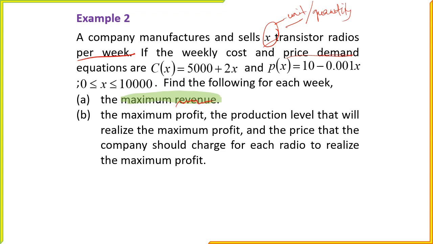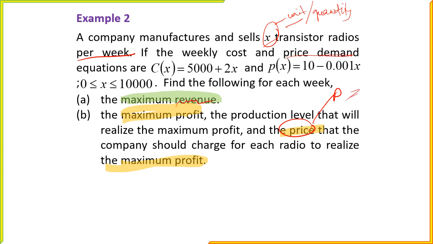So do we have revenue? We don't have revenue, so we need to find the revenue function. And then the second question is the maximum profit: the production level that will realize the maximum profit, and the price that the company should charge for each radio to realize the maximum profit. So we need to find what is the price. The price means P, the price demand function.